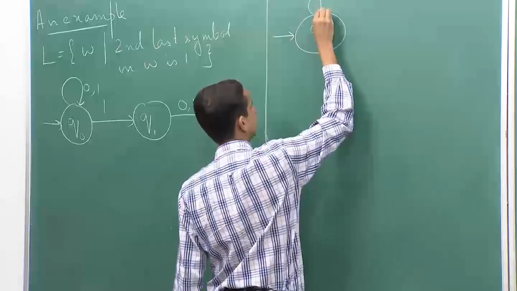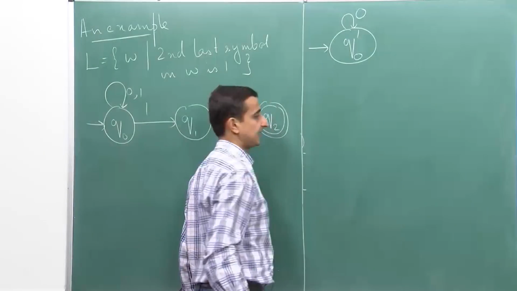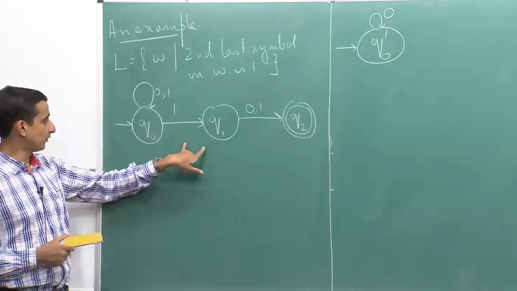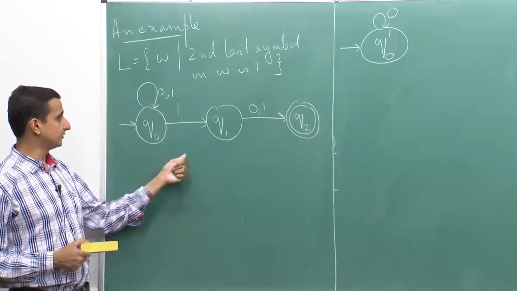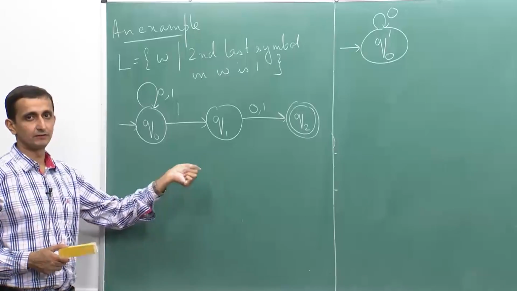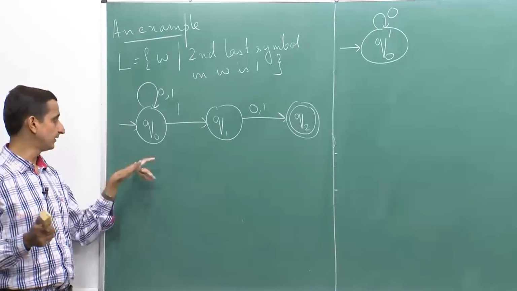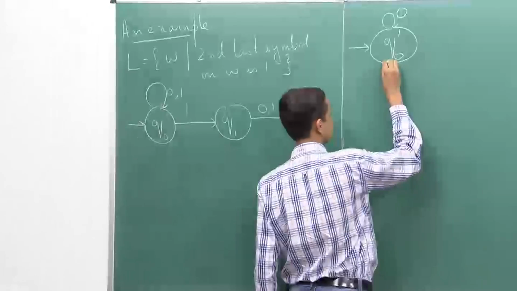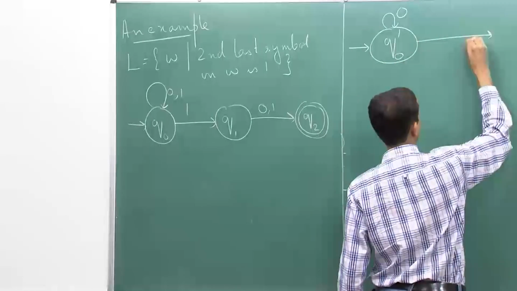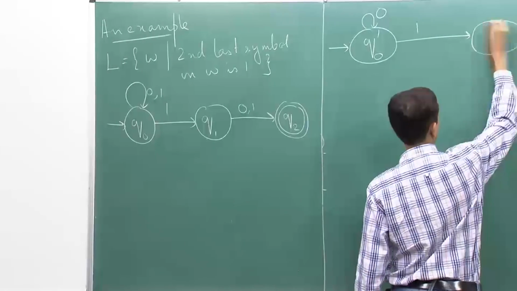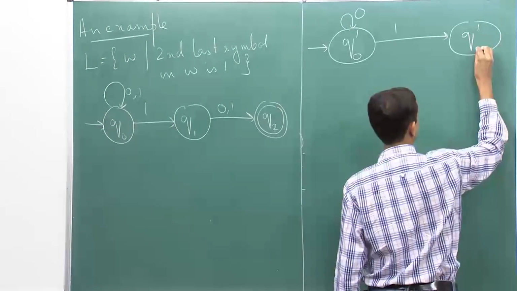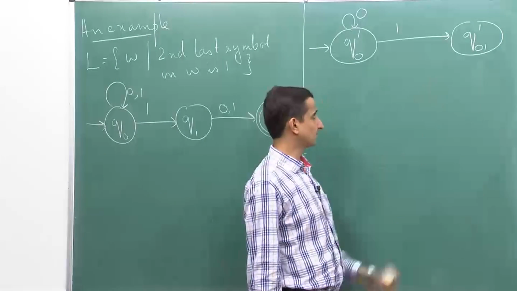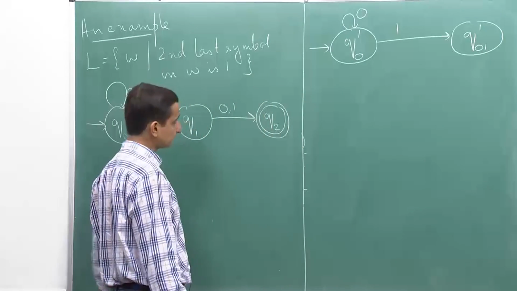So, if I see a 0, I stay at Q0. What happens when we see a 1? When we see a 1, we go to 2 states Q0 and Q1 simultaneously, or in other words, we go to the subset Q0, Q1. I will denote that using the notation Q prime 0 1. So, this is the subset which contains 0 and 1.